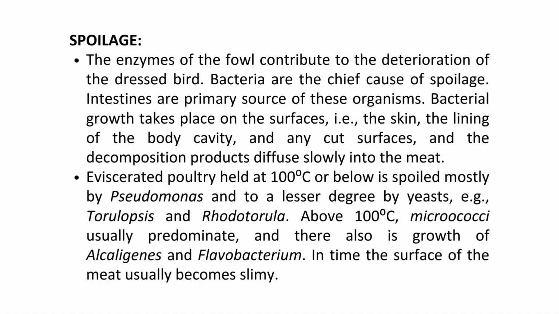The spoilage profile changes with temperature. Eviscerated poultry held at 10 degrees Celsius or below is spoiled mostly by Pseudomonas and to a lesser degree by yeasts like Torulopsis. Above 10 degrees Celsius, Micrococci usually predominate, along with growth of Alcaligenes and Flavobacterium. Over time, the surface of the meat will typically become slimy.